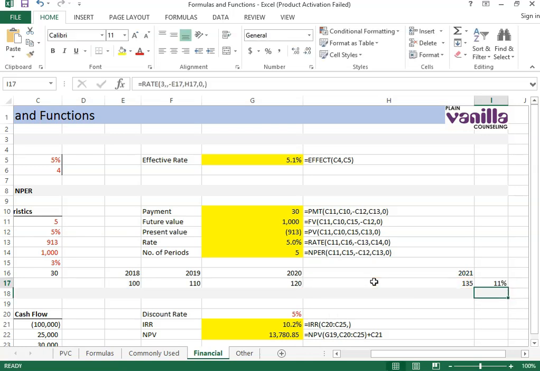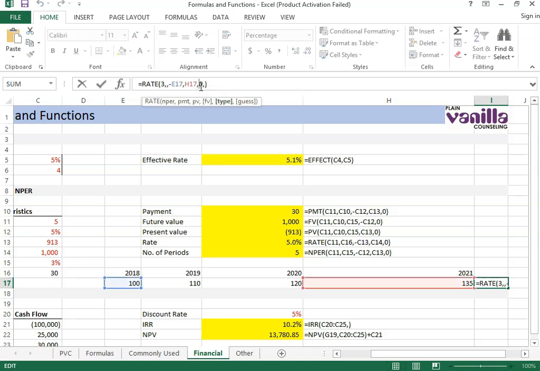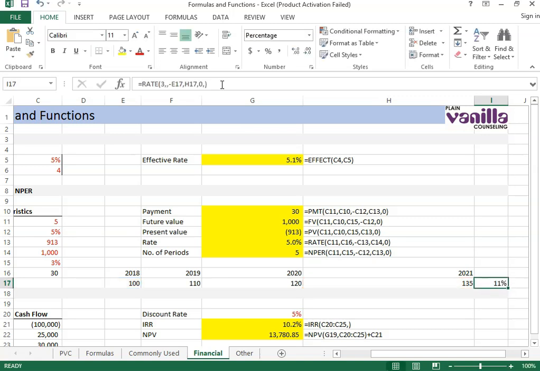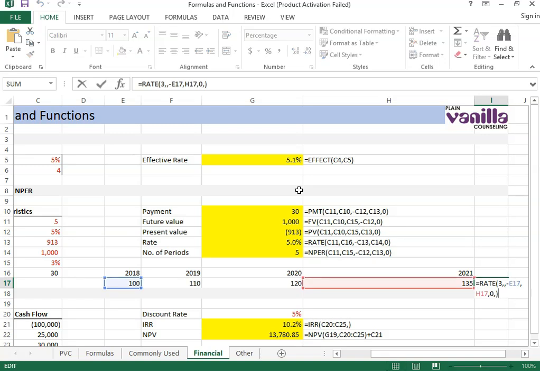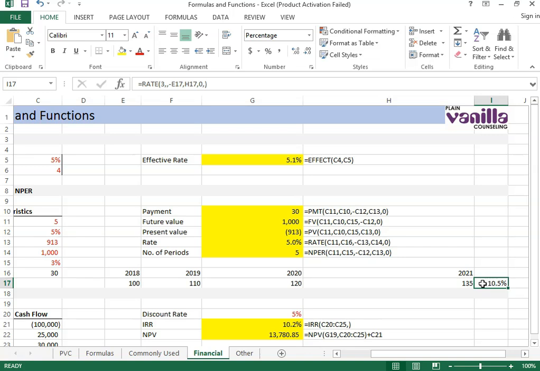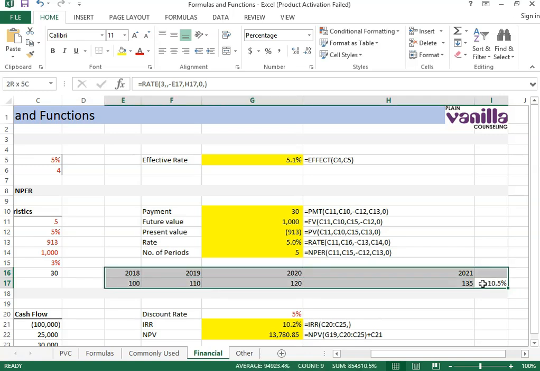Type is 0. Type means end of the period or beginning of the period. So for ordinary cash flows that happen at the end of the period, type is 0, unless it is annuity due. In annuity due, it is 1. So your 3-year compound annual growth rate is 10.5%. This is how you calculate it.